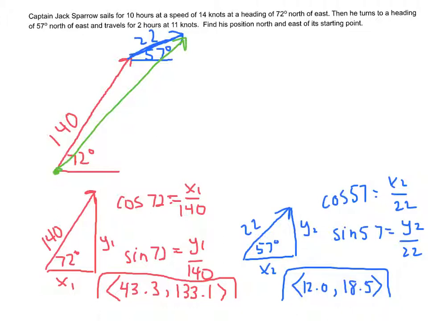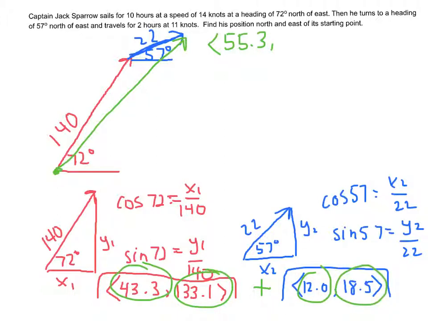So to get the resultant vector, we're going to add the x and y components, and I'll write that up here. That 43.3 plus 12.0 will give us 55.3. And the 133.1 plus 18.5 will give us 151.6.